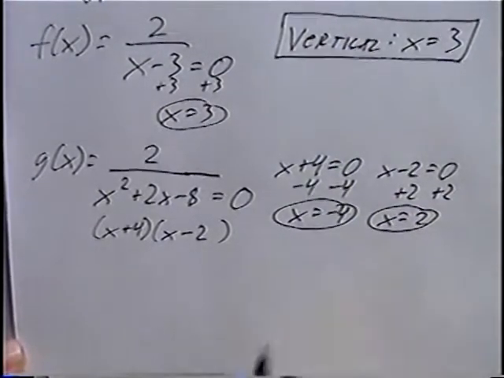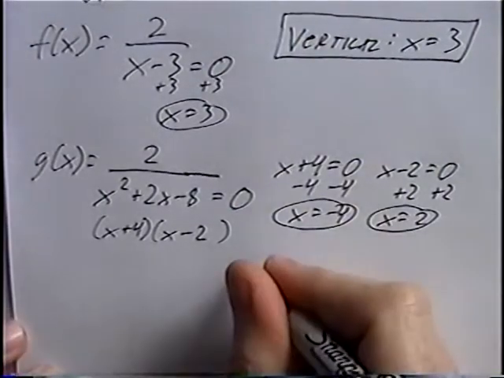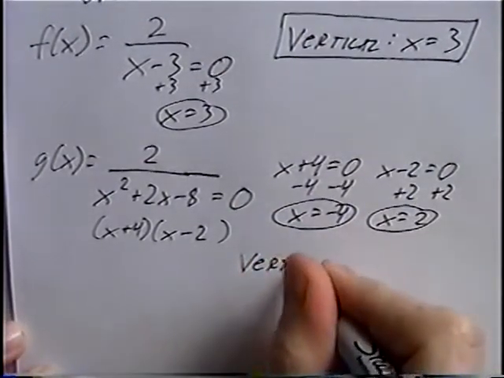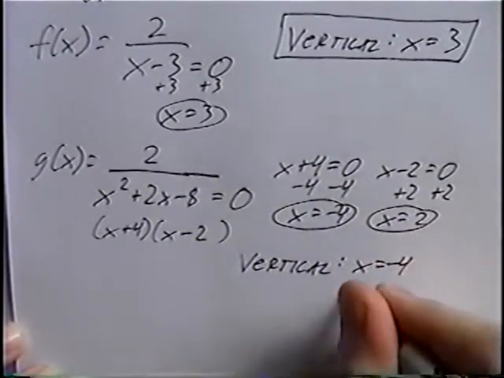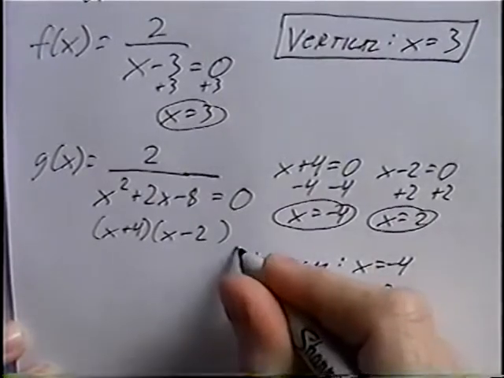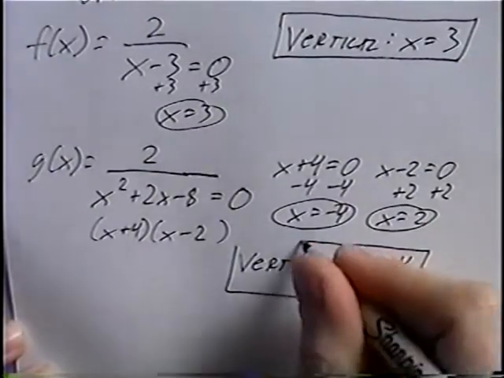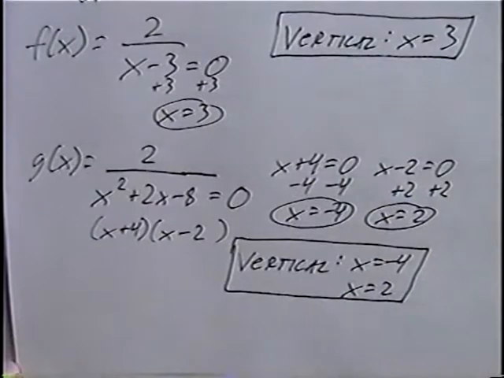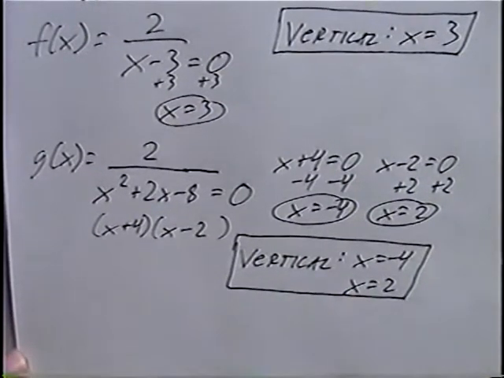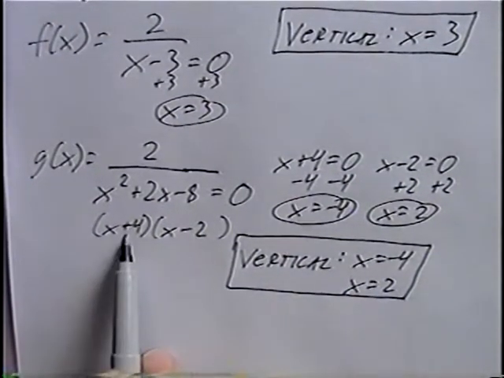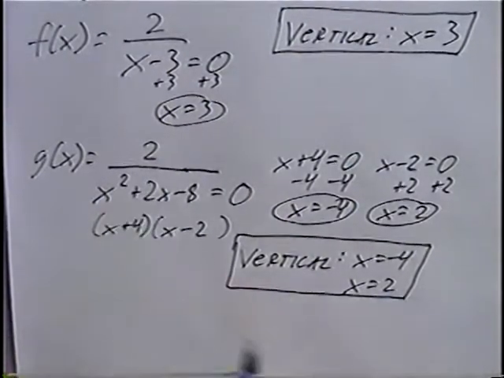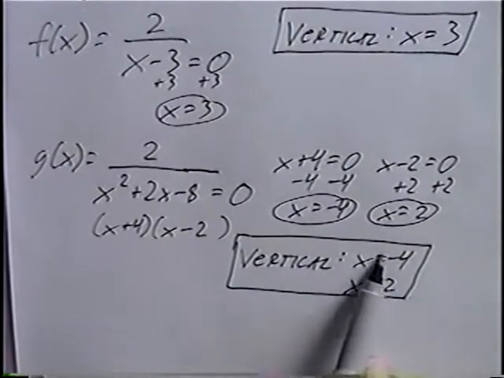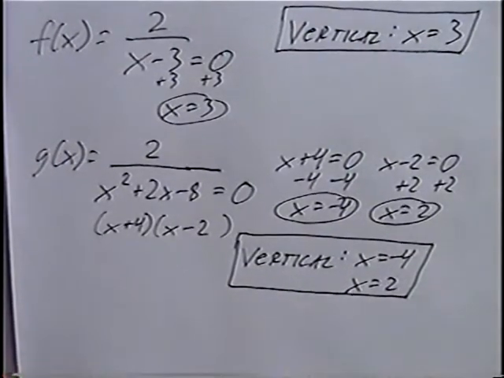Both of these are vertical asymptotes, so we'd have two vertical asymptotes for this problem. So if you wrote the answer, you would have vertical, x equals negative 4, and x equals positive 2. And again, if there were holes in this graph, the factors we have, x plus 4 and x minus 2, we'd have to have the exact same factor in the numerator. So no holes for this graph, but there are two vertical asymptotes.